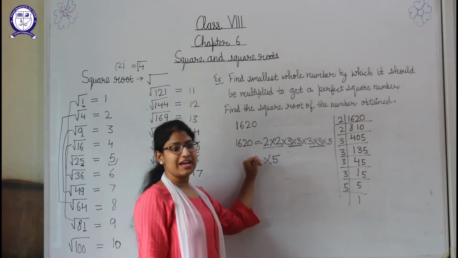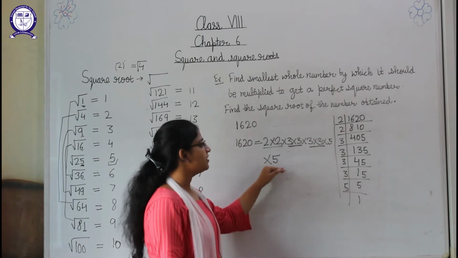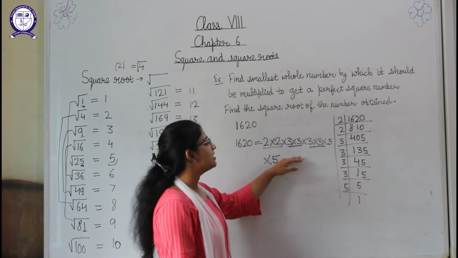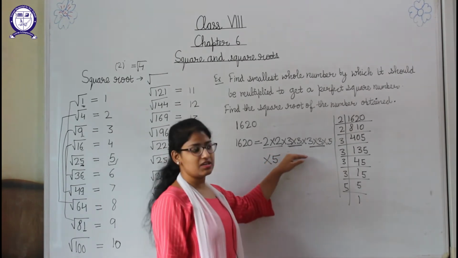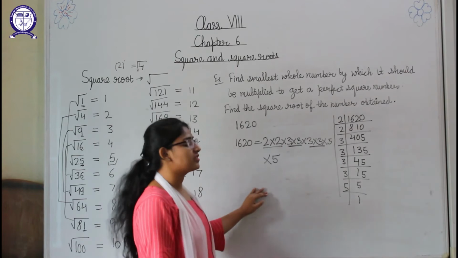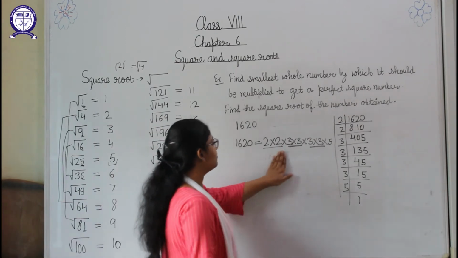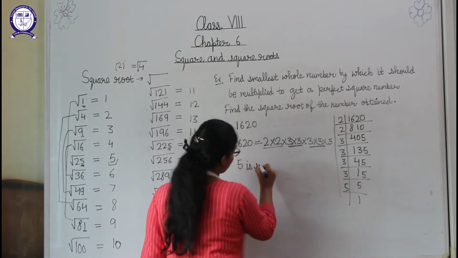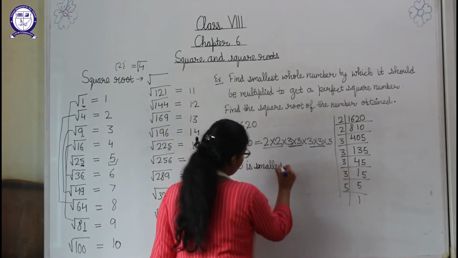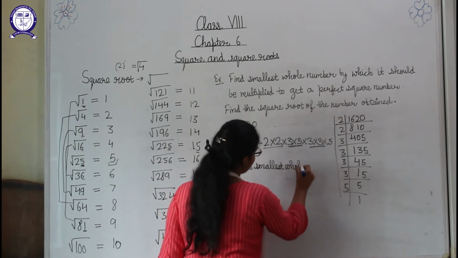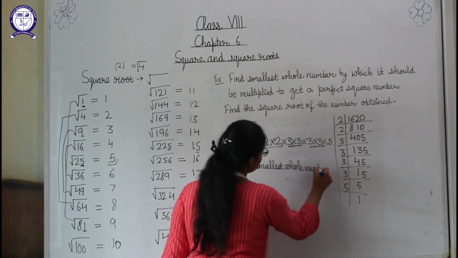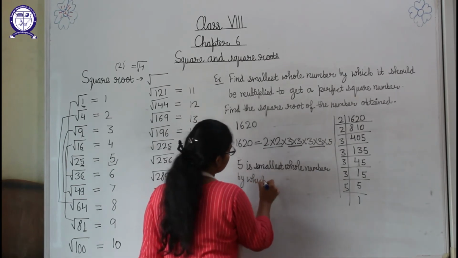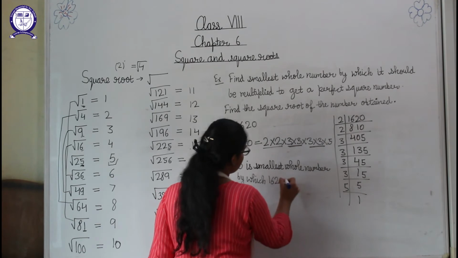Students, how will we get a perfect square after multiplying by 5? Because this 5 into 5 will make a pair. Okay, and if the pairing is complete, then we can make the perfect square. So here we will write that 5 is the smallest whole number by which 1620 will be multiplied.